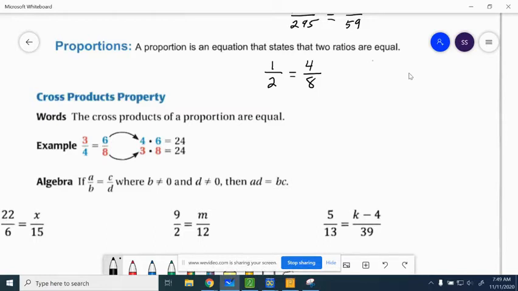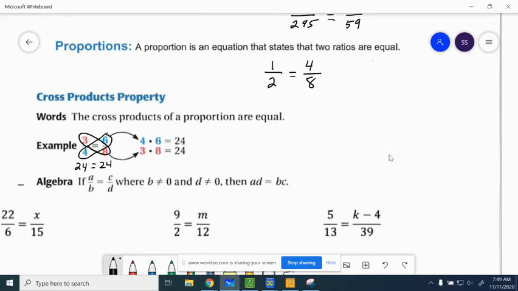One thing we can do with proportions is look at cross products. The cross product property basically says that when you multiply across, you get equal amounts. If we cross multiply 4 and 6, we get 24. And if we cross multiply 3 and 8, we also get 24. So these are equal.